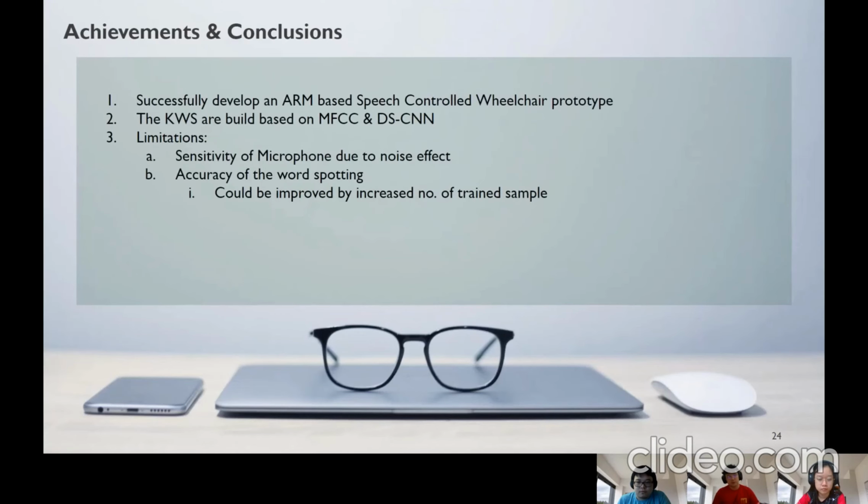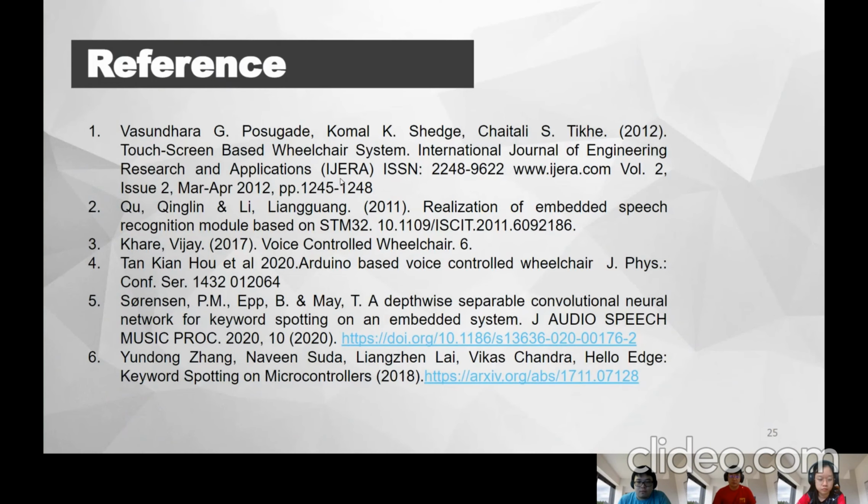And as a conclusion, for this project, we successfully developed an ARM-based speech control wheelchair prototype. The KWS, like I said just now, is built based on MFCC and DSCNN. Throughout this project, we encountered limitations and challenges such as the sensitivity of the microphone being low due to the noise effect, and the accuracy of the word spotting sometimes being low. This can be improved with an increased number of training samples. So this is the reference that we got, and thanks a lot, Doctor.